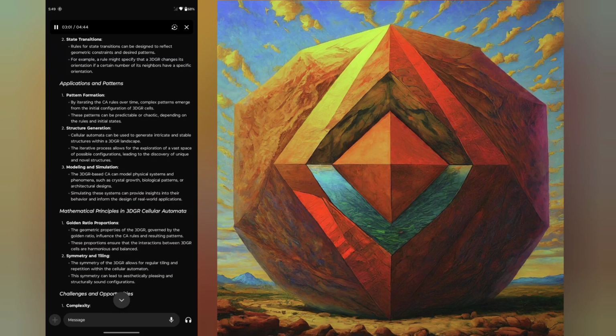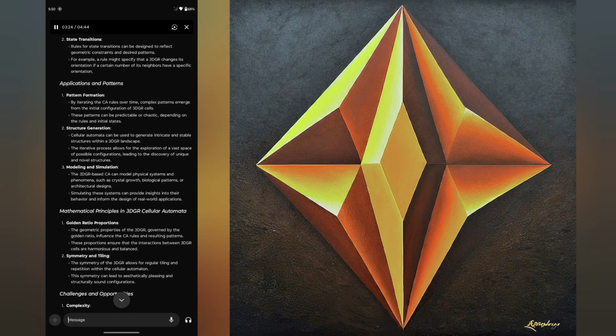Mathematical principles in 3DGR cellular automata. 1. Golden ratio proportions. The geometric properties of the 3DGR, governed by the golden ratio, influence the CA rules and resulting patterns. These proportions ensure that the interactions between 3DGR cells are harmonious and balanced. 2. Symmetry and tiling. The symmetry of the 3DGR allows for regular tiling and repetition within the cellular automaton. This symmetry can lead to aesthetically pleasing and structurally sound configurations.